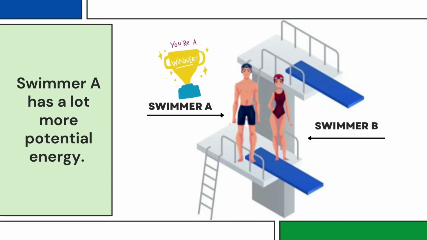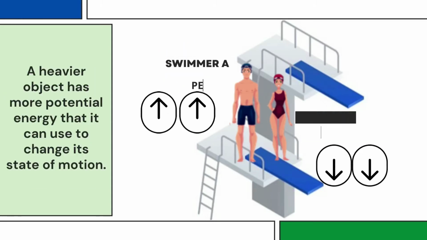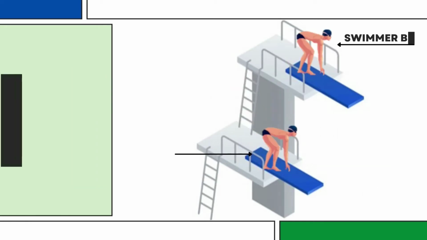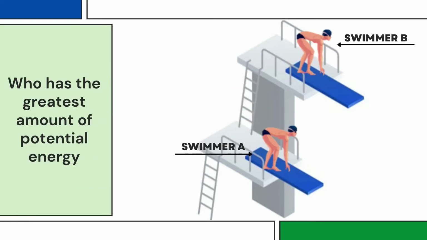So swimmer A has a lot more potential energy because he is heavier. Because an object with more mass requires a lot more energy to move it over a distance or set it in motion. As a result, a heavier object has more potential energy that it can use to change its state of motion. How about height?